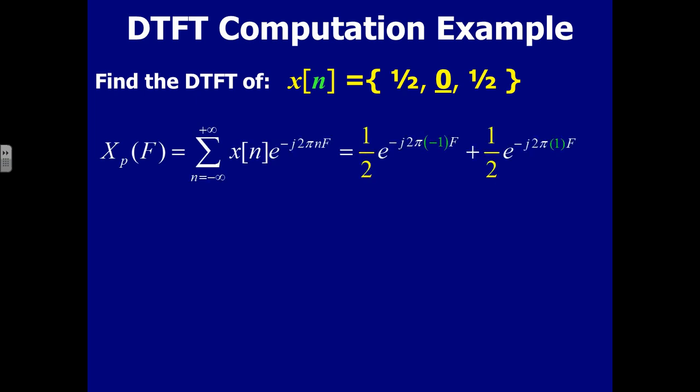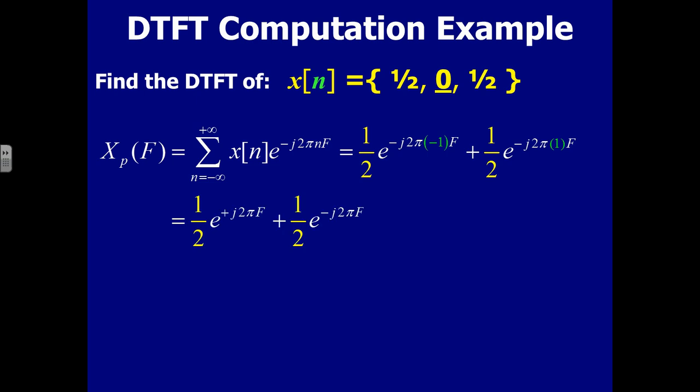And we'll use the defining equation again and replace the x of n in the summation with the actual values that we have. Again, we only have 2 terms in the whole summation where x of n is not 0. At n equals minus 1, x of n equals 1/2, so we get the first term 1/2 e to the minus j 2 pi times minus 1 times F. And for the n equals plus 1 term, where x of n equals 1/2, we get the second term in the summation, plus 1/2 e to the minus j 2 pi times 1 times F.